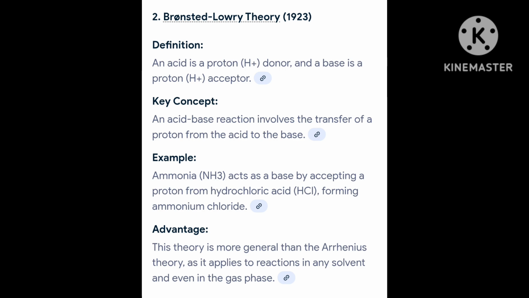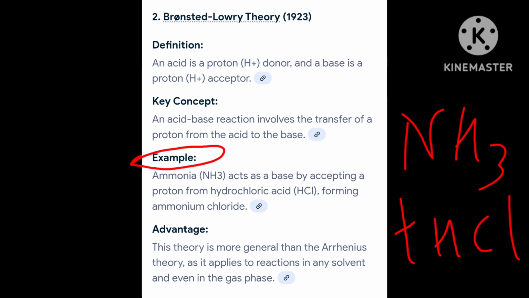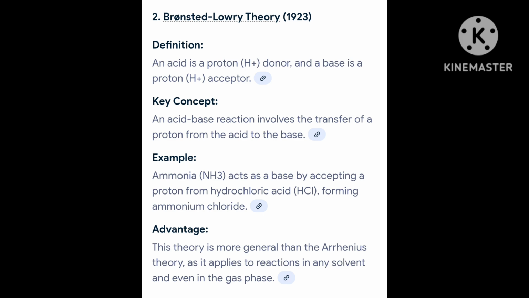For example, NH3 acts as a base by accepting a proton from HCl. HCl gives H+ and Cl-, and ammonia acts as a base. Why? Because it accepts the proton from HCl, and that which accepts the proton is known as a base, while that which donates the H+ is known as an acid. Then HCl is an acid.